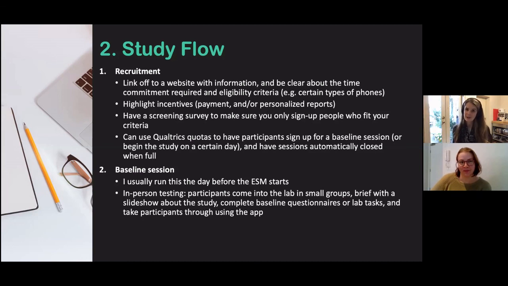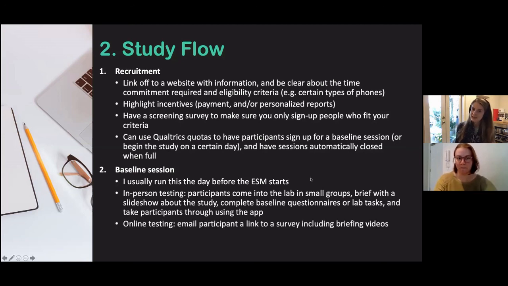But in person, if it's possible, we have participants come into our lab in small groups, we brief them with a little slideshow about the study. They do our baseline questionnaires or whatever lab tasks that we're including. Usually that takes about 40 minutes. And then at the end, we take participants one-on-one through actually using the app with our questionnaire and answering any of their questions. So really supporting them through the first time they've done the survey.